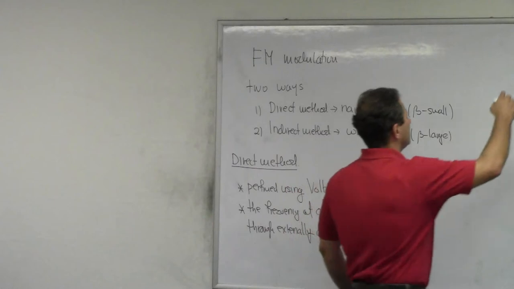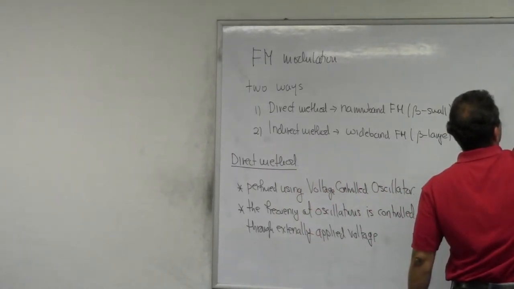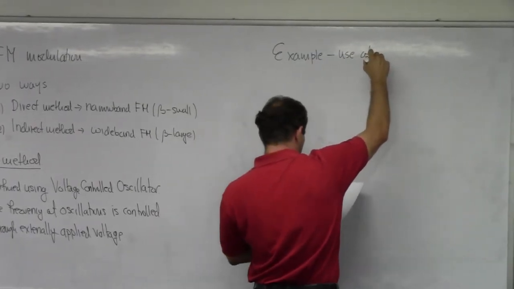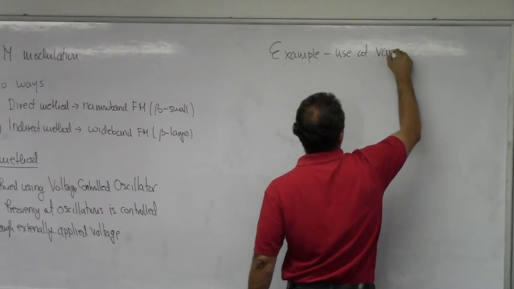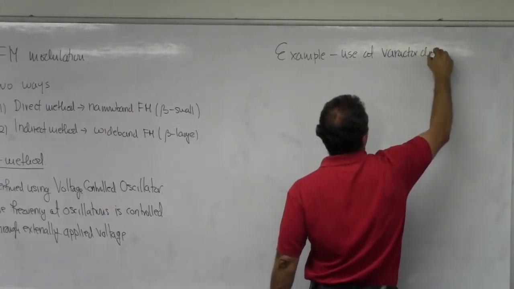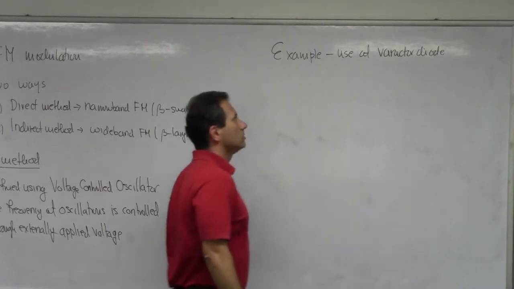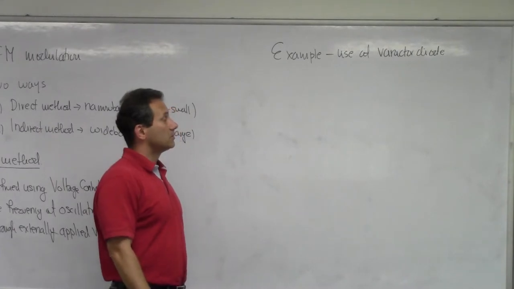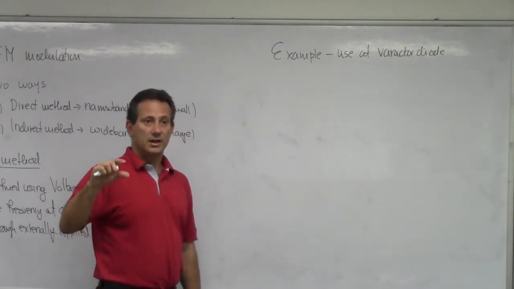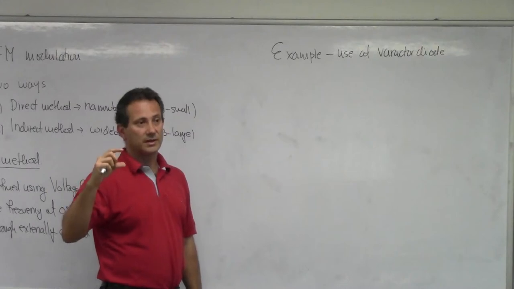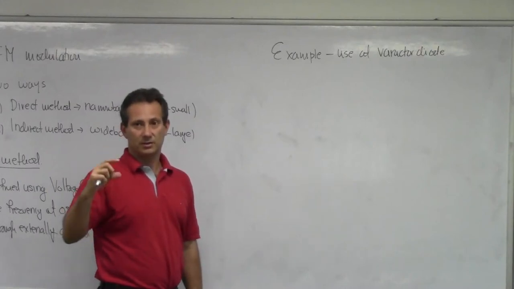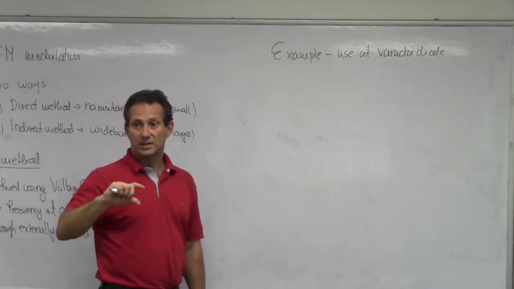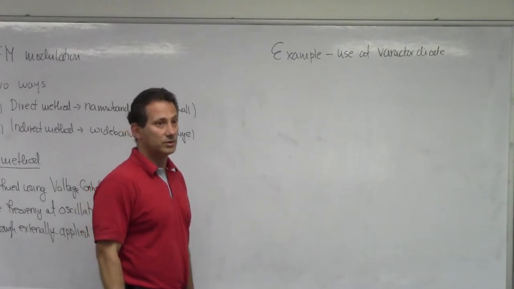So I'm going to use a simple example here. It's going to be the use of what is called a varactor diode. Most diodes are used in forward polarization. This one is always used in reverse polarization. And what we actually use here is the capacitance of the PN junction. So you can think of this diode as a variable capacitor whose capacitance is controlled by an externally applied voltage.